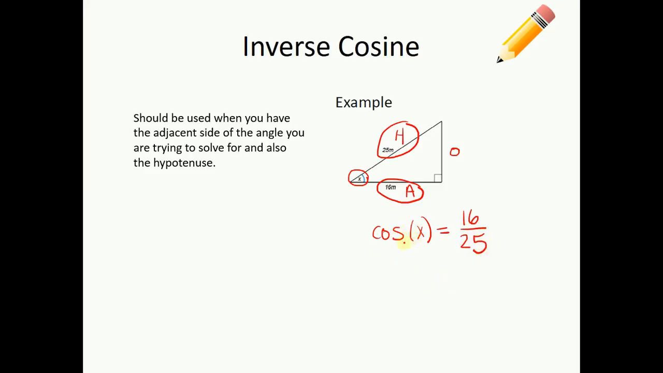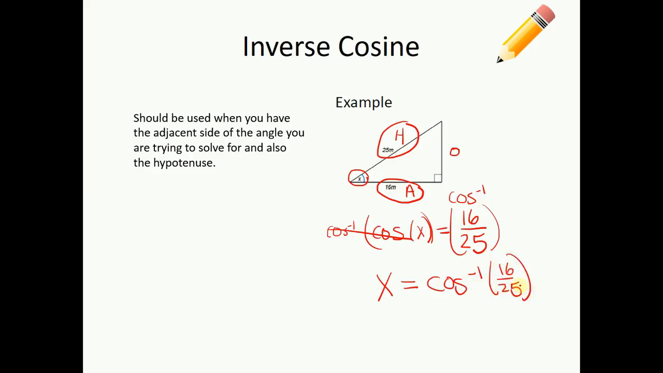Just like last time, notice guys, I can't just divide by cosine. That's not right. So I have to do the inverse cosine on both sides. Basically canceling out my cosine on this left-hand side, I'm left with x. So I need to know what the cosine inverse of 16 over 25 is.